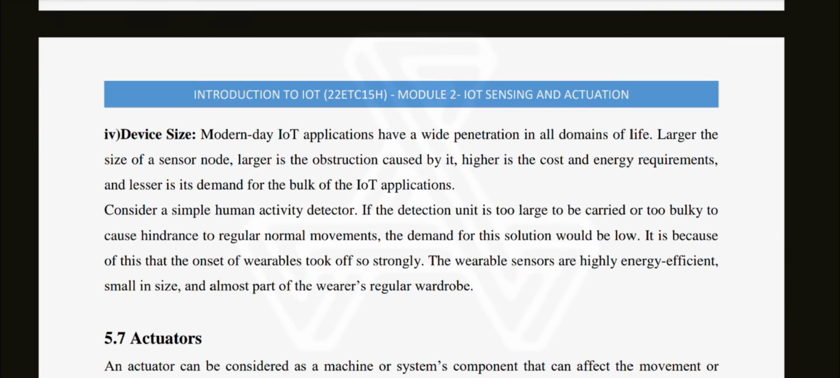Device size. Modern day IoT applications have a wide penetration in all domains of life. Larger the size of the sensor node, larger is the obstruction caused by it. Higher is its cost and energy requirements, and lesser is its demand for the bulk of appliances.